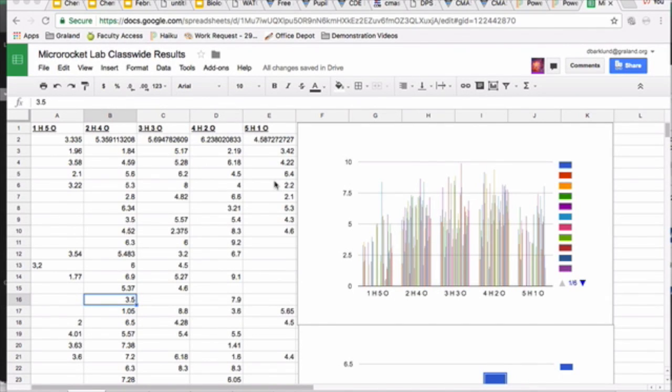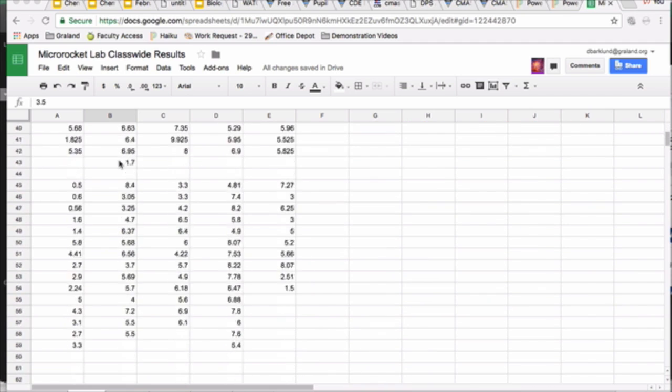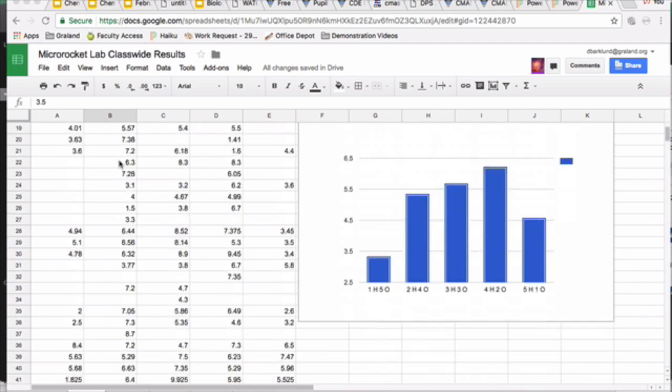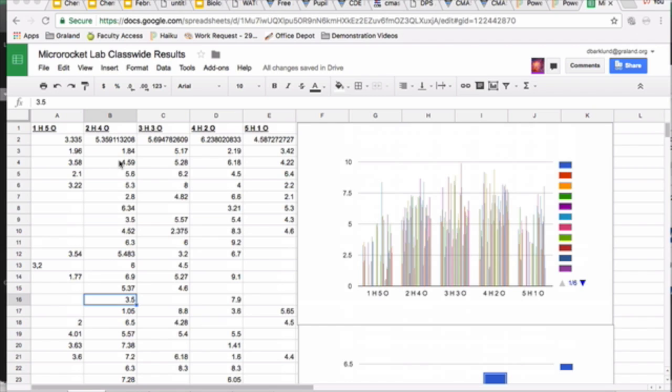The purpose of this video is to talk about why you saw the results you saw and what that kind of demonstrates to us scientifically in the Microrocket lab. So here is all the data from everybody in our class. There might be a few more people added on here, but that's okay for the purposes of this demonstration.